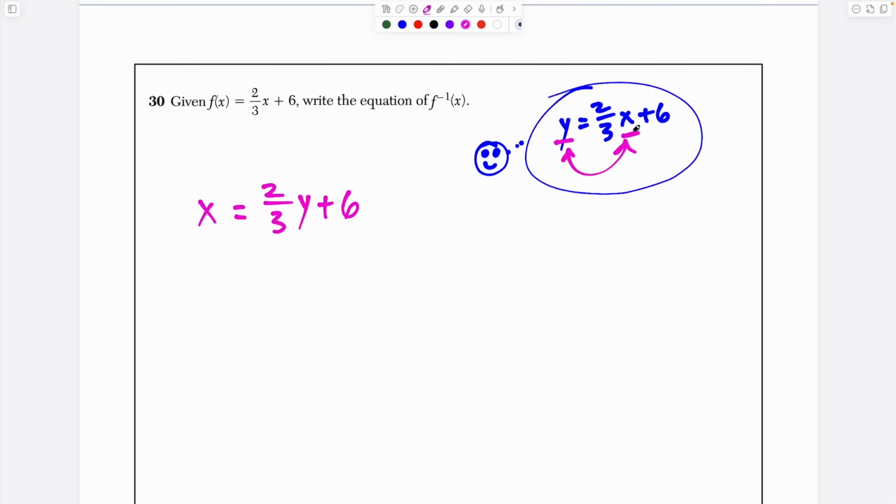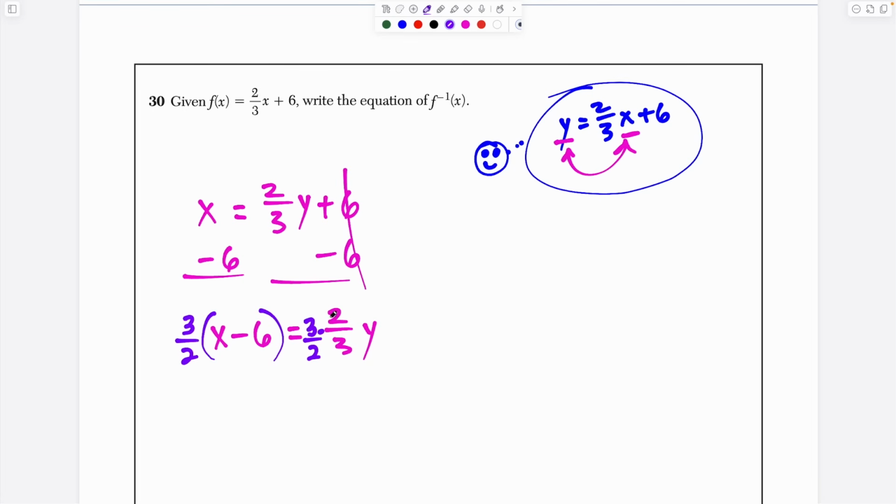And then once we switch x and y, we solve for y. So we can start by getting rid of this plus 6. We're going to go minus 6 on both sides. 6 minus 6 cancels, and we get x minus 6 equals 2/3 y. And now to get rid of the 2/3, what we could do is multiply both sides by the reciprocal of 2/3. So I'm just going to go times 3/2 on both sides. Okay, so times 3/2 on both sides. And now these terms cancel out.